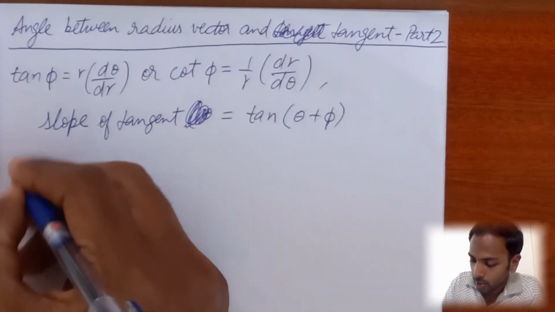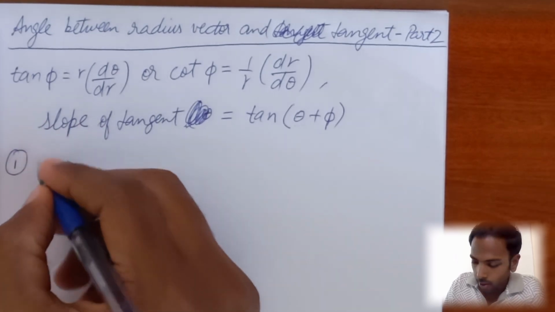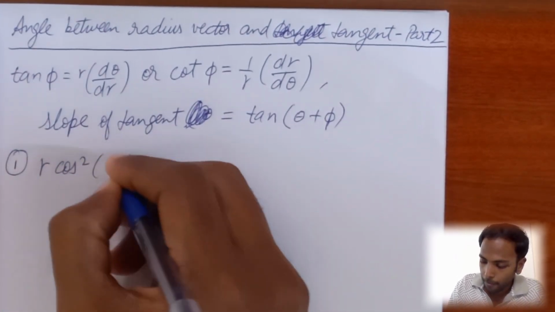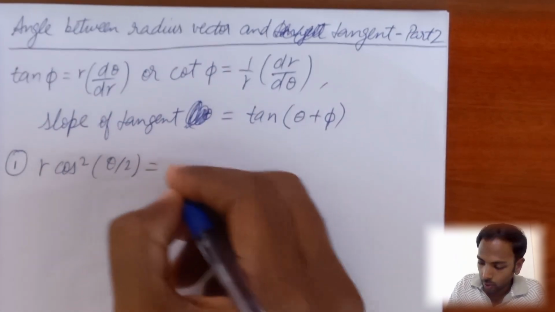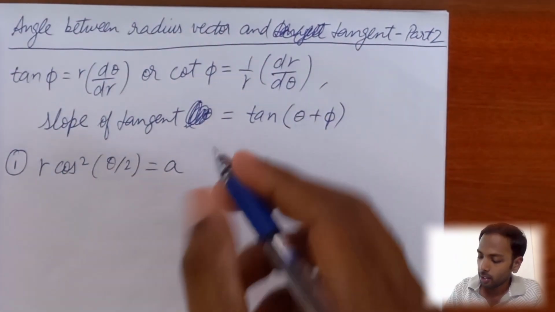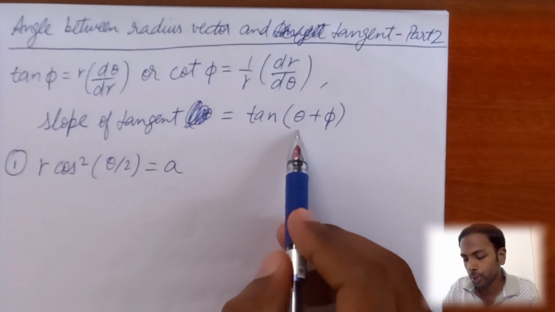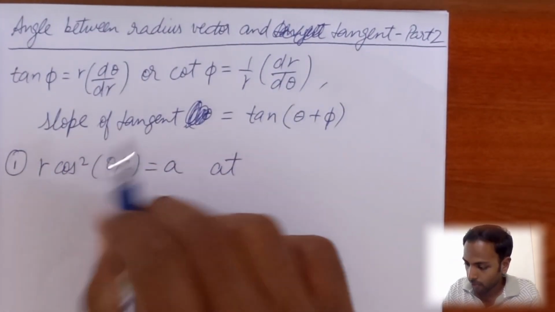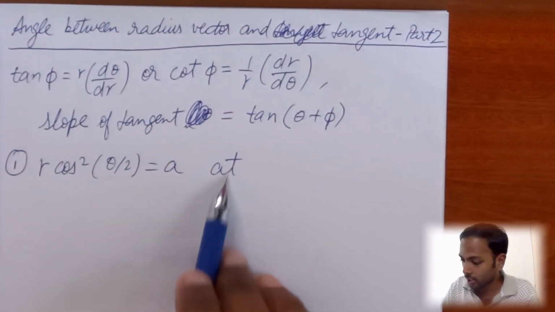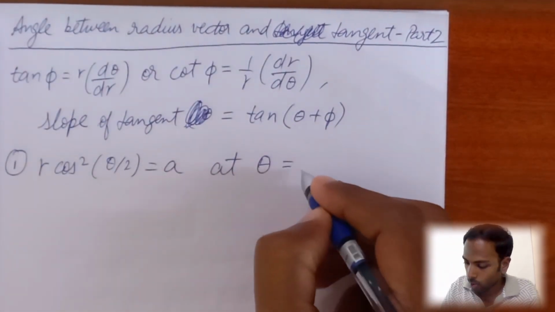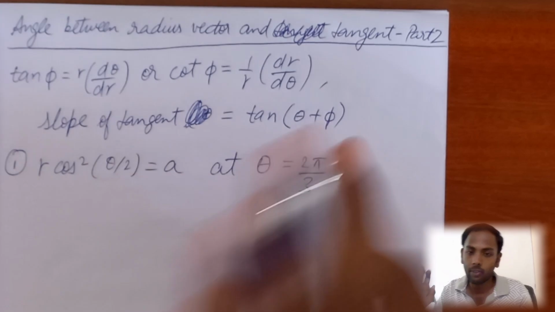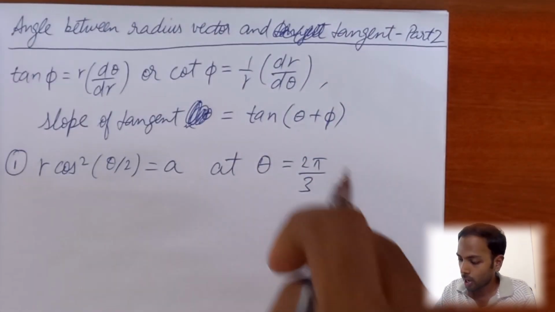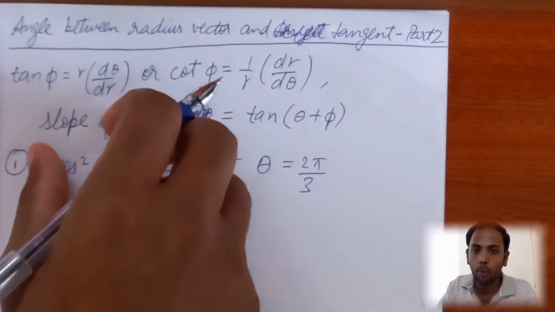So the first question is r cos square of theta by 2 is equal to a. And I told you, theta value will be given to you. It's given that we find the angle between radius and tangent for this at theta is equal to 2 pi by 3. So theta value is given to you. Now we have to find phi. After finding phi, theta is anyways given to you. Add this, and tan of that will give you the slope of the tangent.